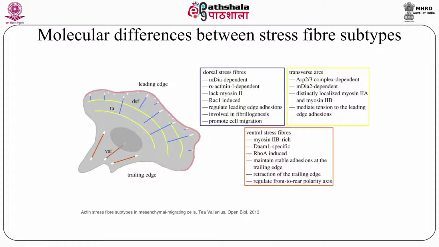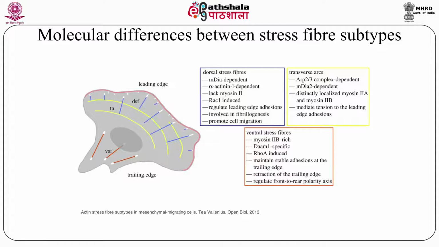Let us look at the ventral stress fibers now. The ventral stress fibers are found to be myosin 2B rich. They are DAAM specific. Now DAAM stands for Dishevelled associated activator of morphogenesis 1, which is a member of formin proteins. It is RhoA induced and maintains stable adhesions at the trailing edge. It is also responsible for retraction of the trailing edge. And ventral stress fibers regulate the front to rear polarity axis of the cell.